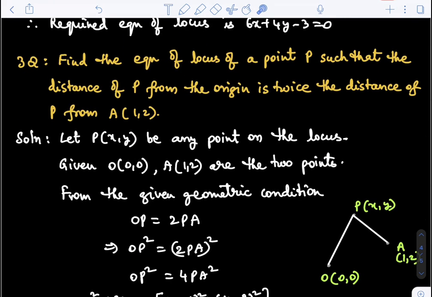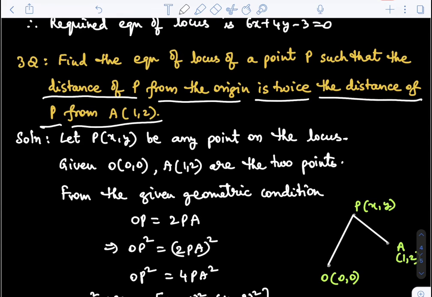Coming to the third problem: find the equation of locus of a point P. Here also the equation of locus is required. The point P is such that the distance of P from the origin is twice the distance of P from A. Here, the distance of P from the origin is twice the distance of P from A, that is 1, 2. So this is a geometrical condition, you can see this.